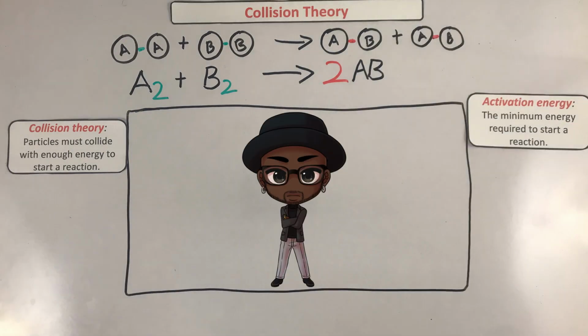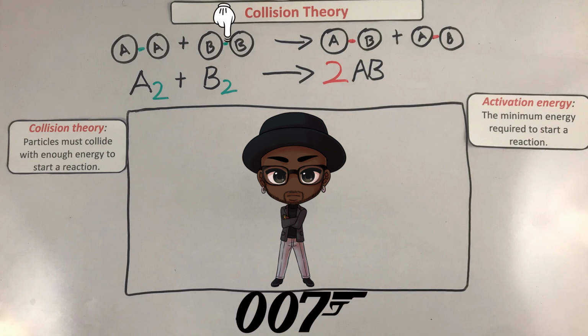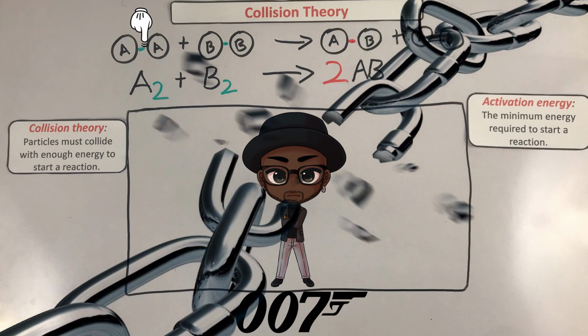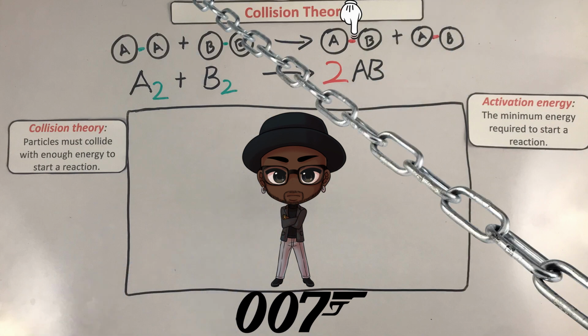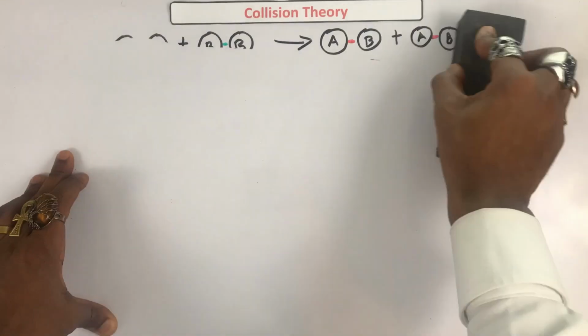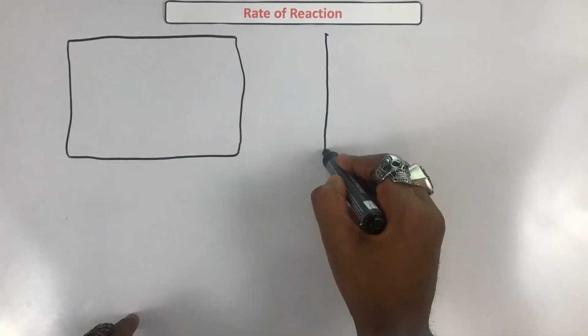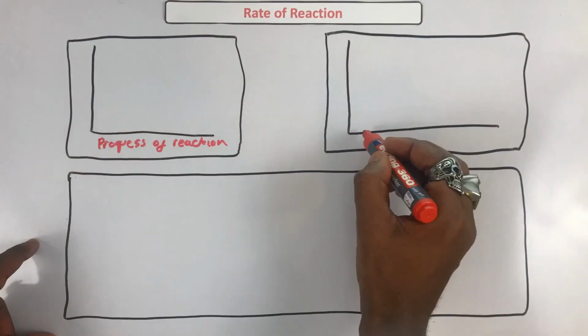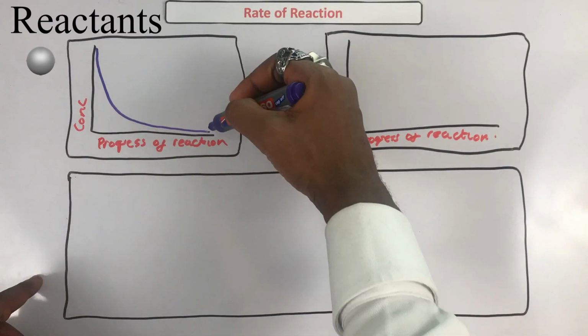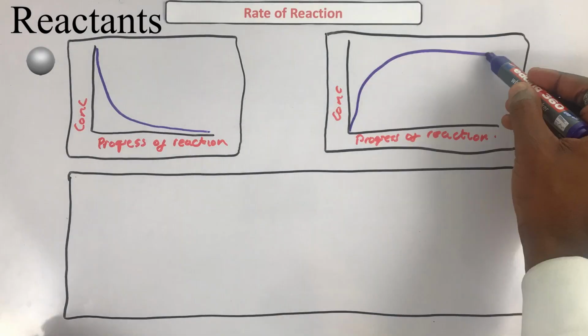Have you clocked what happens in the reaction? The bonds holding the reactants together break and new bonds are made to form our products. The activation energy is used to break those bonds in the reactants. Take a look at these two graphs. The one on the left shows the concentration of our reactant as our reaction progresses. The one on the right shows the concentration of our product.